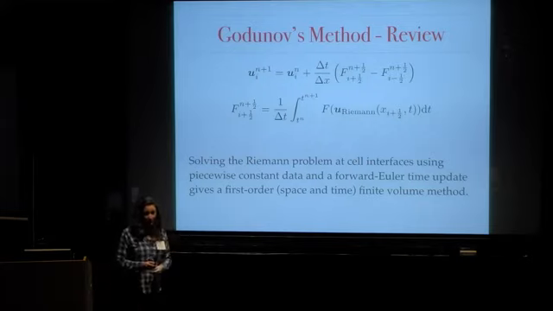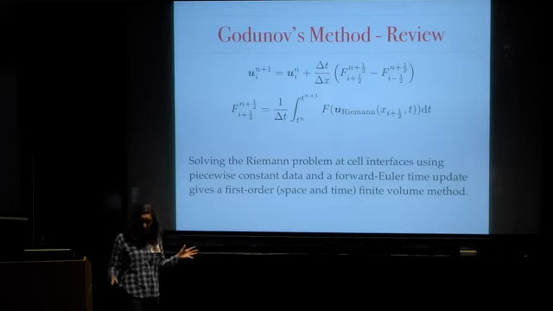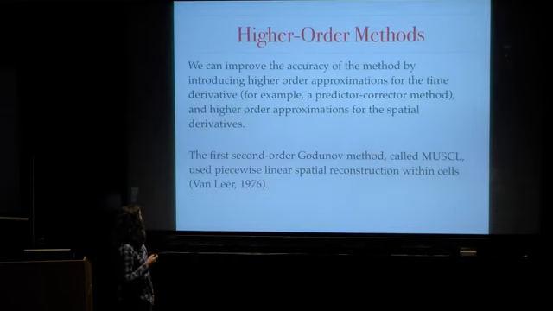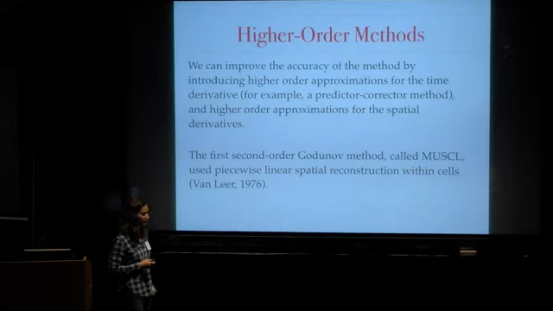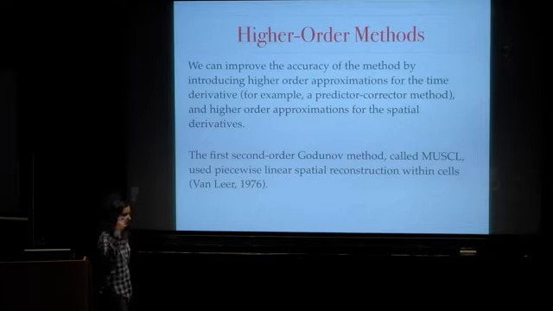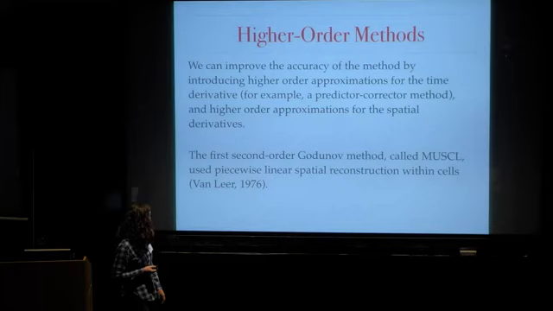As a result, even though it was a large step forward at the time, it's not actually that practical because it's very diffusive. So, the idea then is that what we'd like to do is take this general framework of solving Riemann problems at interfaces and discretizing time and space derivatives, but we'd like to improve it by increasing the order of accuracy of the approximation. And that's basically where all of the work has gone in the 50 years since.